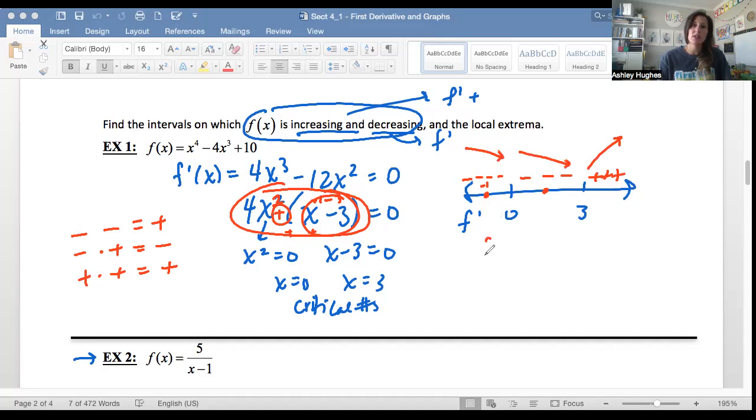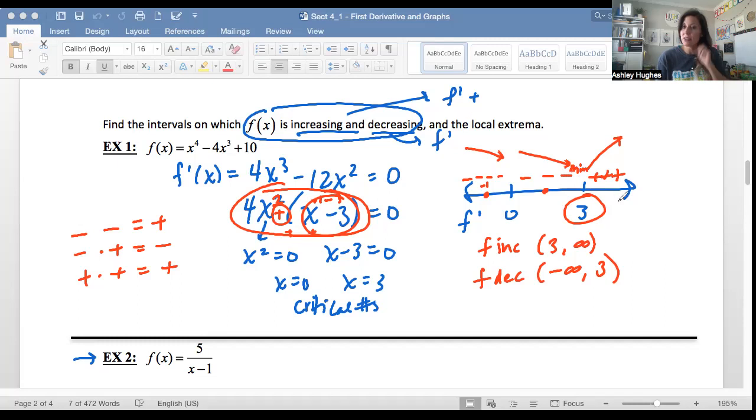So if I want to write the intervals of increase, f is increasing from 3 to infinity. F is decreasing from -infinity to 3. This right here is a local max because the derivative changes signs, and you can kind of see it looks like, sorry, I said max, I meant min. It changes signs from negative to positive here. So if we want to find the local min, we would say x equals 3 is the location of the local min because f prime goes from negative to positive there.